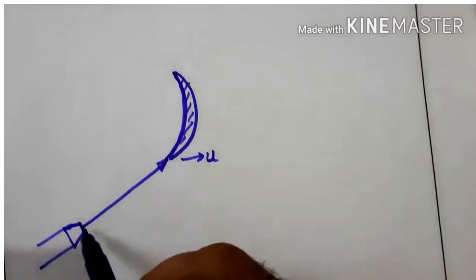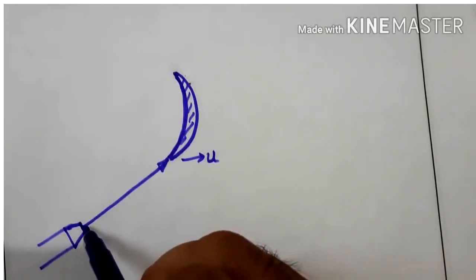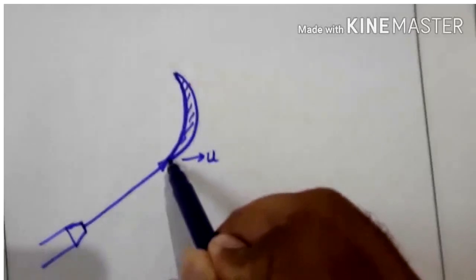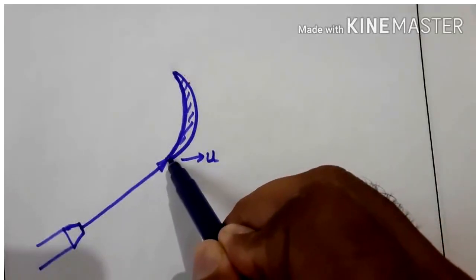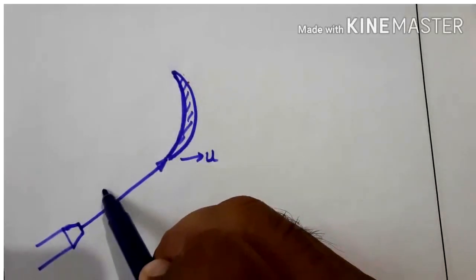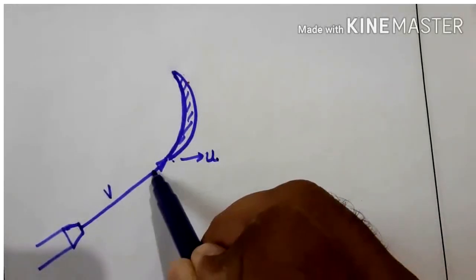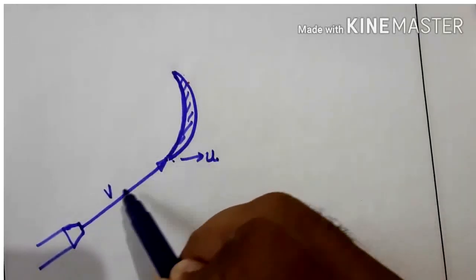This is the nozzle, and from the nozzle the water is coming out with a very high velocity, a jet. It produces a very high velocity jet. When it enters into the blade passage, it will come out with the velocity v, and this is also moving, but it enters with relative velocity.